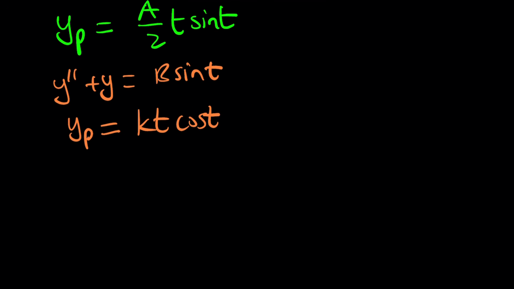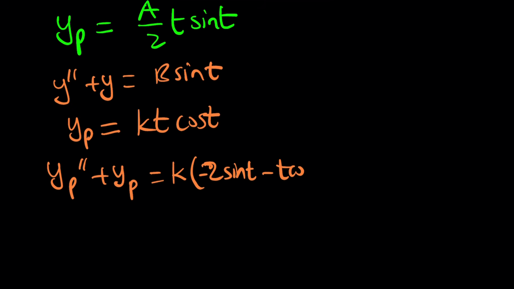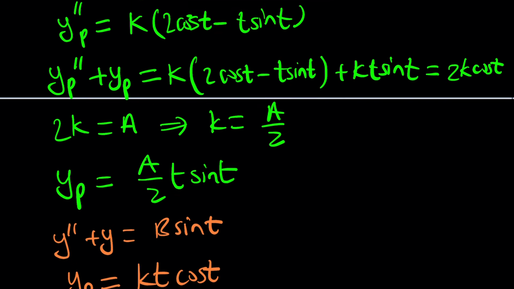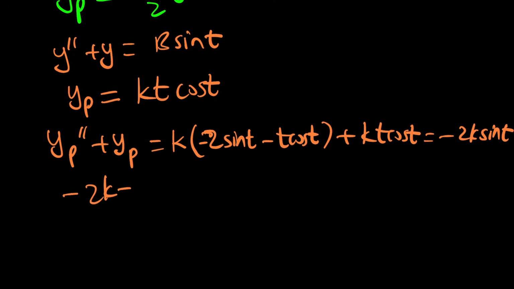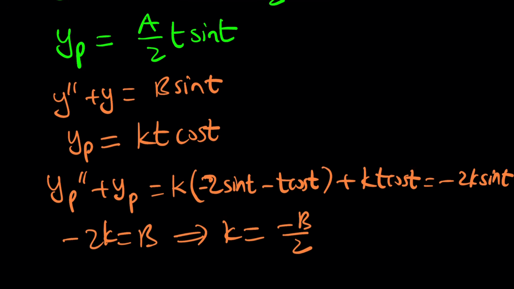To keep a long story short, you're going to get the yp double prime. Of course, this is the third case scenario. Is going to give us the following. K times negative 2 sine t minus t cosine t. If you do the derivatives, that's actually pretty straightforward, by the way. You're going to be getting from your simplifications negative 2k sine t. And of course, in this case, we have to set it equal to b sine t. So from here we get negative 2k is equal to b, or k is equal to negative b over 2. That's going to be another coefficient just like this one.